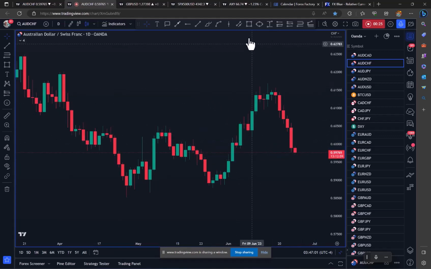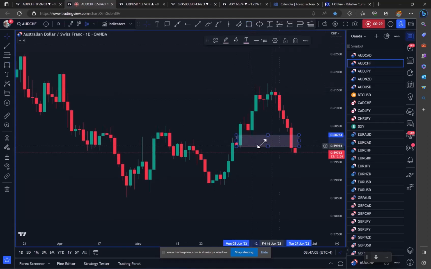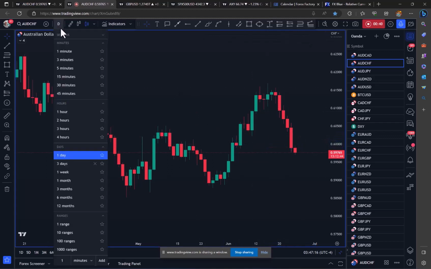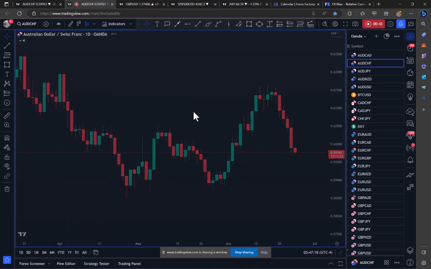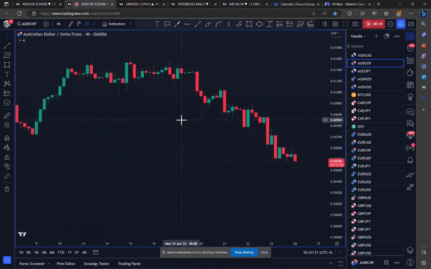It's traded through this level here. Okay, now coming back up and retesting this level. So what I'm going to do is show you what I'm looking for here. I'm going to go down the time frames and we'll have a look and see what we've got.